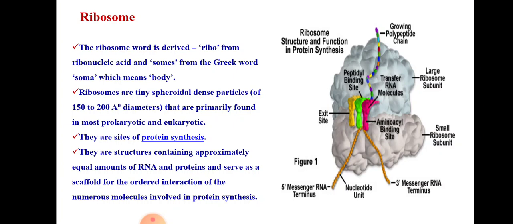The ribosomes, the word derived from "ribo" from the nucleic acids, and "soma" from the Greek word, which means body. So ribosomes are tiny, spheroidal, dense particles about 150 to 200 angstrom in diameter. They are primarily found in most of the prokaryotic as well as the eukaryotic cells. They are the site of protein synthesis. They are structures containing approximately equal amounts of RNA and proteins and serve as a scaffold for the ordered interaction of the numerous molecules involved in protein synthesis.